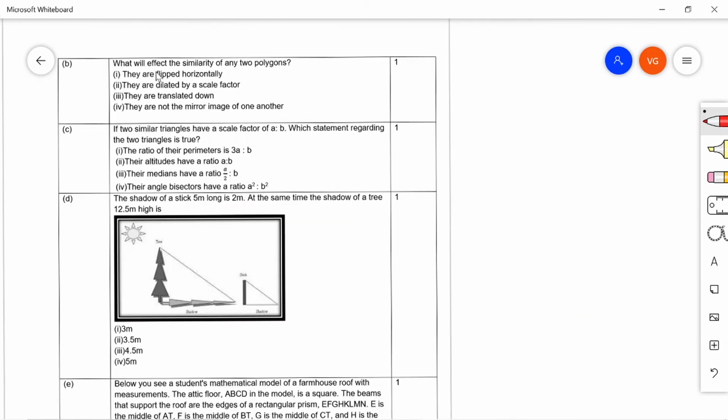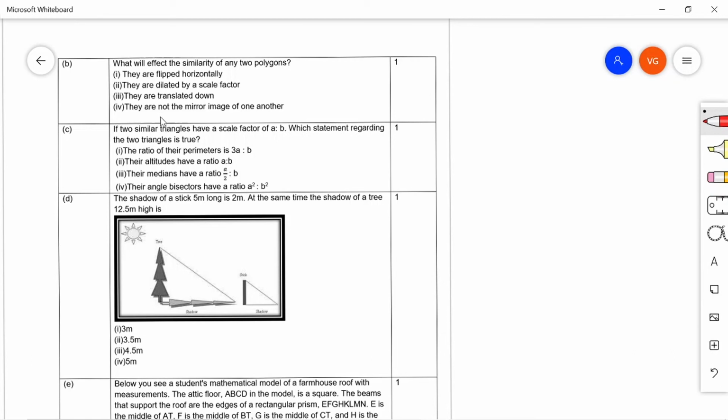Part B is what will be the similarity of two polygons. So they are flipped horizontally, they are dilated by a scale factor, they are translated down, and they are not the mirror image of one another. See, in the question they have given 4 reasons. One is resized, translated or sliding, and then flipping, mirror image, and scaling factor.